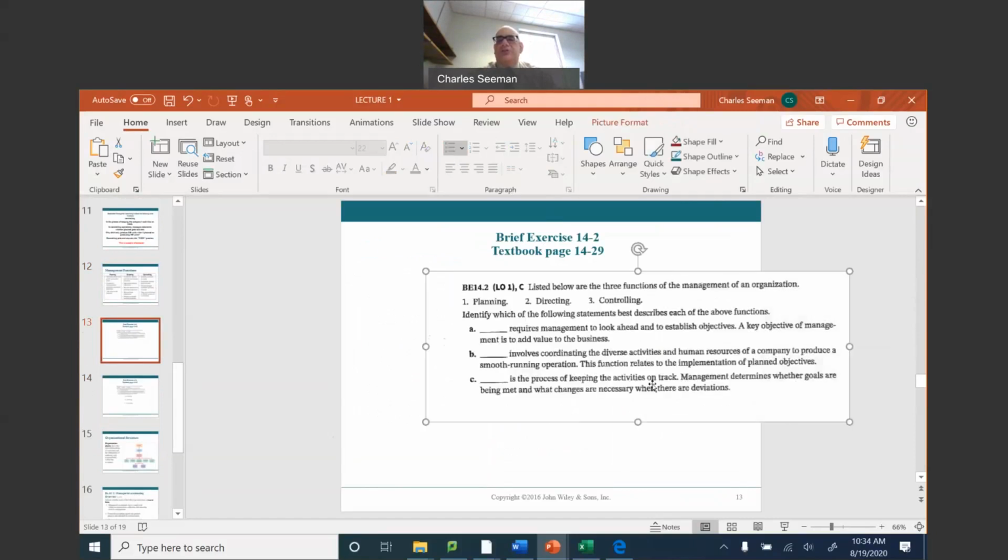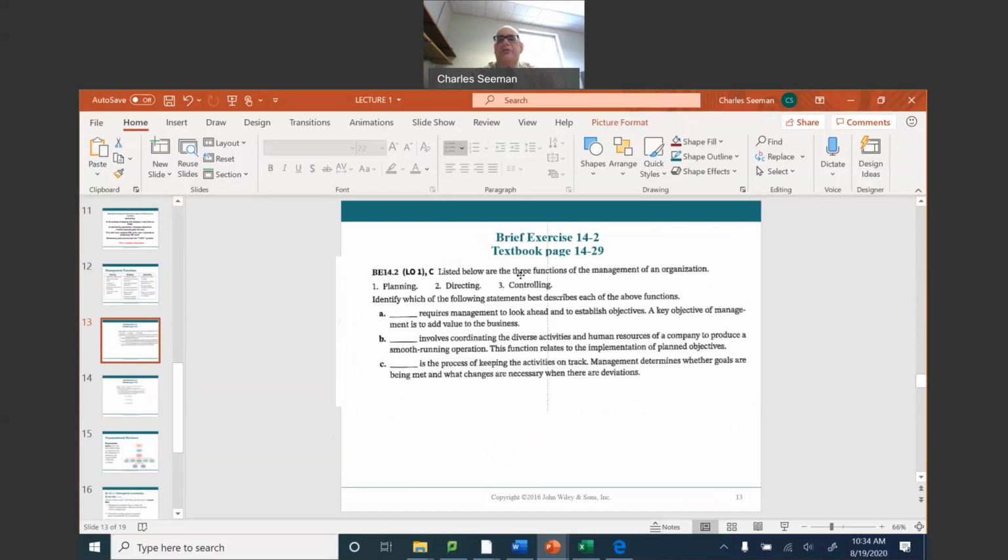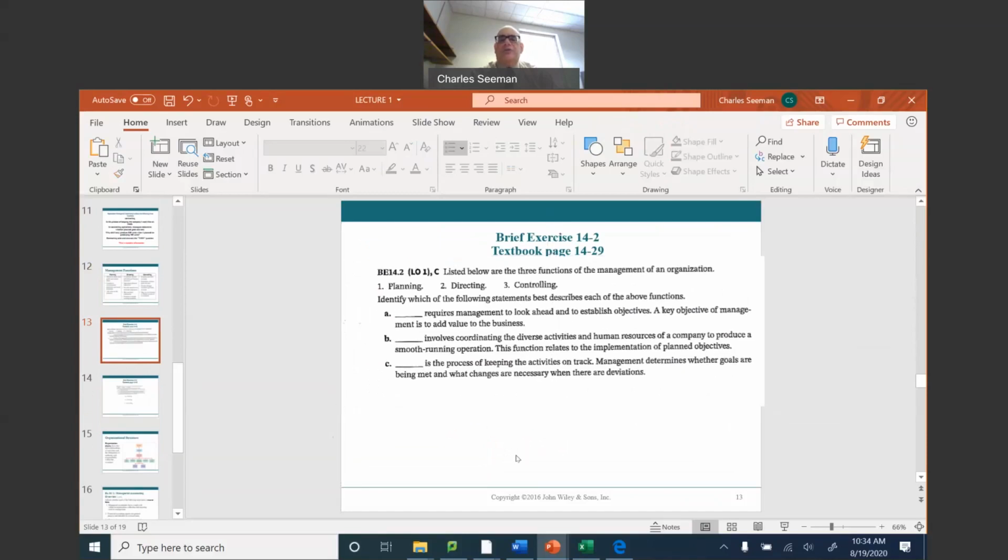Okay, so another little exercise on planning, directing, and controlling. So the first one, A, requires management to look ahead and to establish objectives. A key objective of management is to add value to the business. Think to yourself which one of those it is. Is it planning? Is it directing? Or is it controlling?